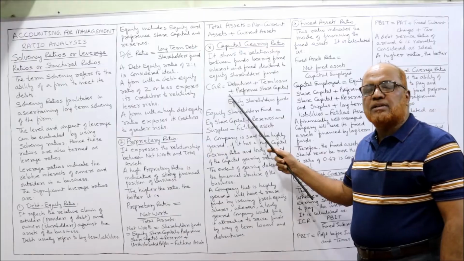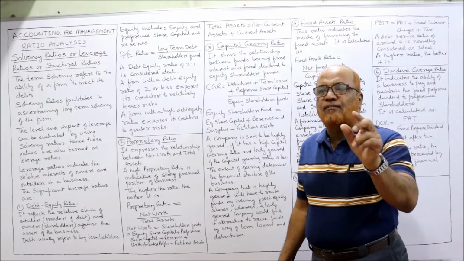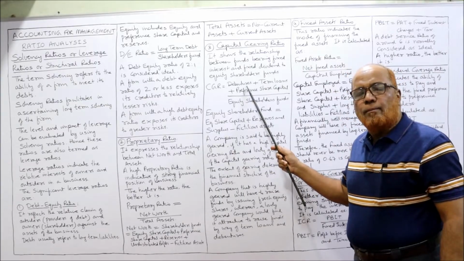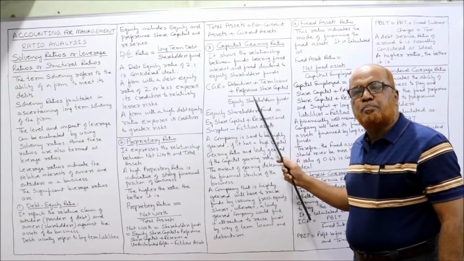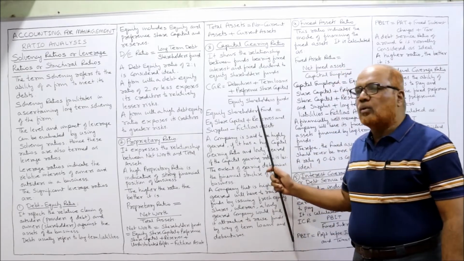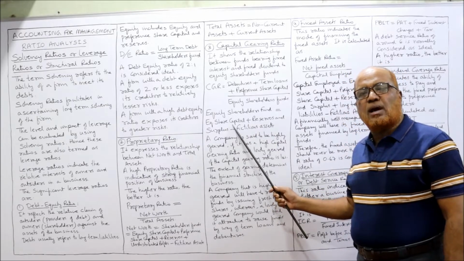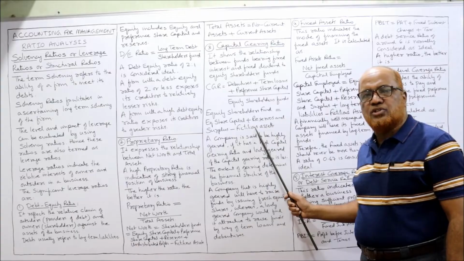The formula for capital gearing ratio: funds bearing fixed interest and fixed dividend. The funds are debentures plus term loans plus preference share capital. So these three things we take in the numerator, and in the denominator, equity shareholders' fund. So equity shareholders' fund consists of equity share capital plus reserves and surplus minus fictitious assets.